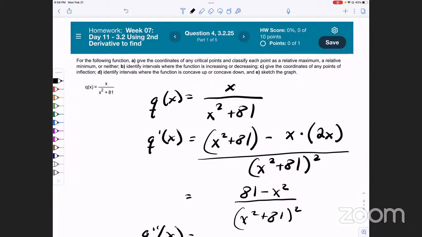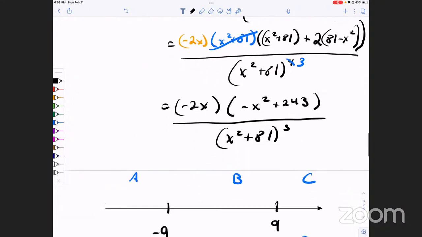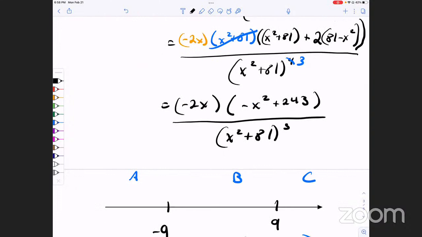Identify the intervals. We've already identified the intervals of which the function is increasing or decreasing. Give the coordinates of any points of inflection. So for the points of inflection, we need the second derivative, right? And that's when this is either going to be 0 or undefined. For it to be undefined, we would need a 0 in the denominator, but we're not going to get a 0 here. And then for the zeros in the numerator, we set each of these to 0 and solve. All right, so let's do that.